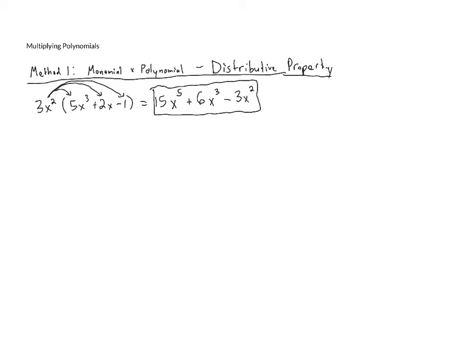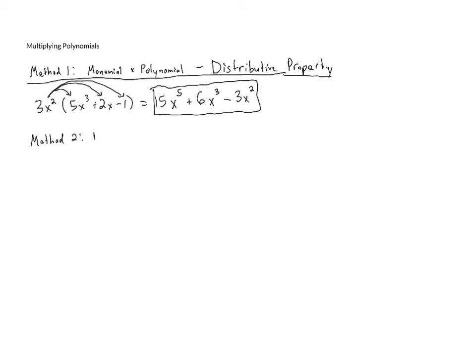Now you can do this whether the monomial is on the left or if it's on the right. If it's on the right, you're distributing from the right. And this is the only example problem I'm going to do here. So if you want to see more of them worked out, definitely click on the link below and watch some of those example problems. What we're going to do now is we're going to jump to method 2.